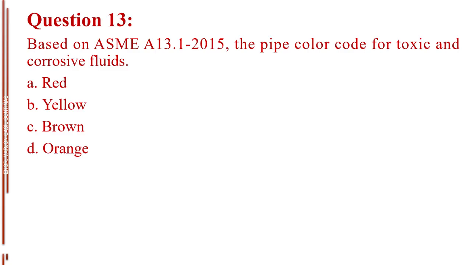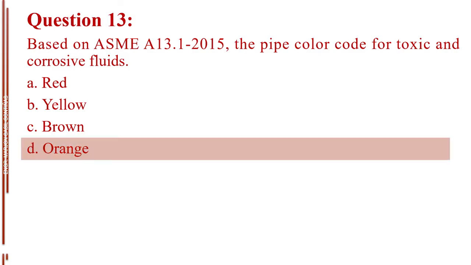Question number 13. Based on ASME A13.1-2015, the pipe color code for toxic and corrosive fluids. Letter A, red. Letter B, yellow. Letter C, brown. Letter D, orange. The answer is letter D, orange.